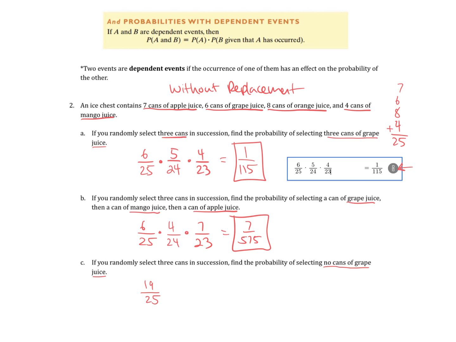Now we assume that we took out one of the cans that's not grape juice. We don't know which it was, apple, orange, or mango, but one of those has been removed. So now the not grape juices are down to 18 and 24 total cans, because the total also went down by 1. And then after we've drawn 2, we assume they're both not grape juice, and we're down to 17 not grape juices and 23 in all.